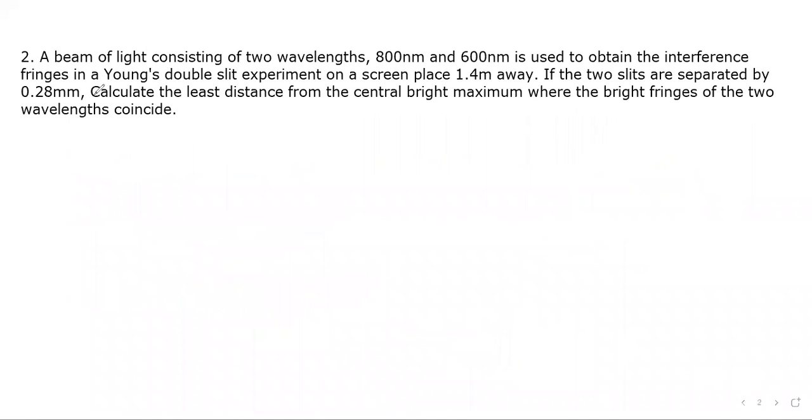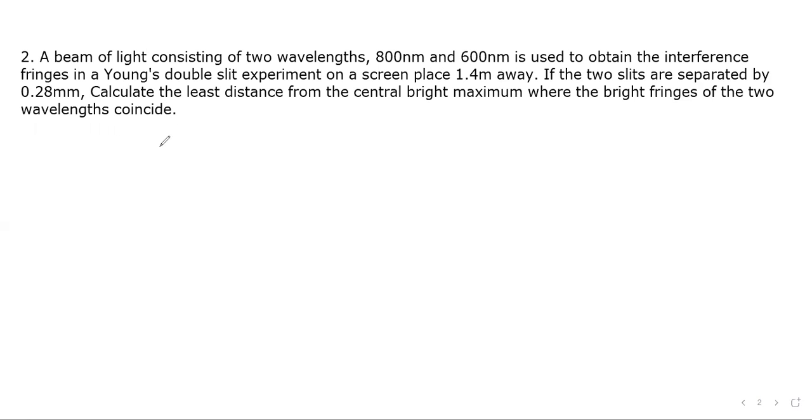Let's go to next question. A beam of light consisting of two wavelengths, 800 nanometers and 600 nanometer, is used to obtain the interference fringes in Young's double slit experiment on the screen placed 1.4 meter away. If the two slits are separated by 0.28 millimeter, calculate the least distance from the central bright maximum where the bright fringes of the two wavelengths coincide.